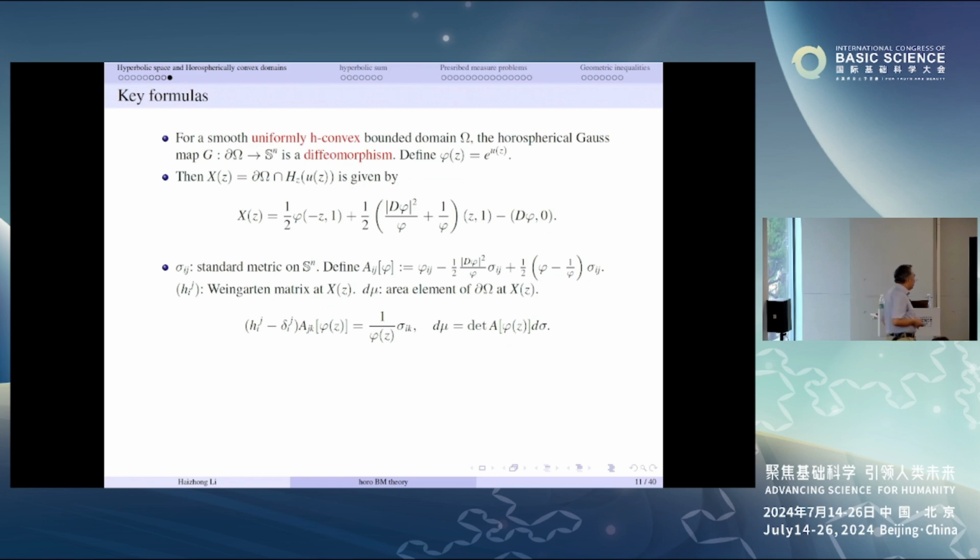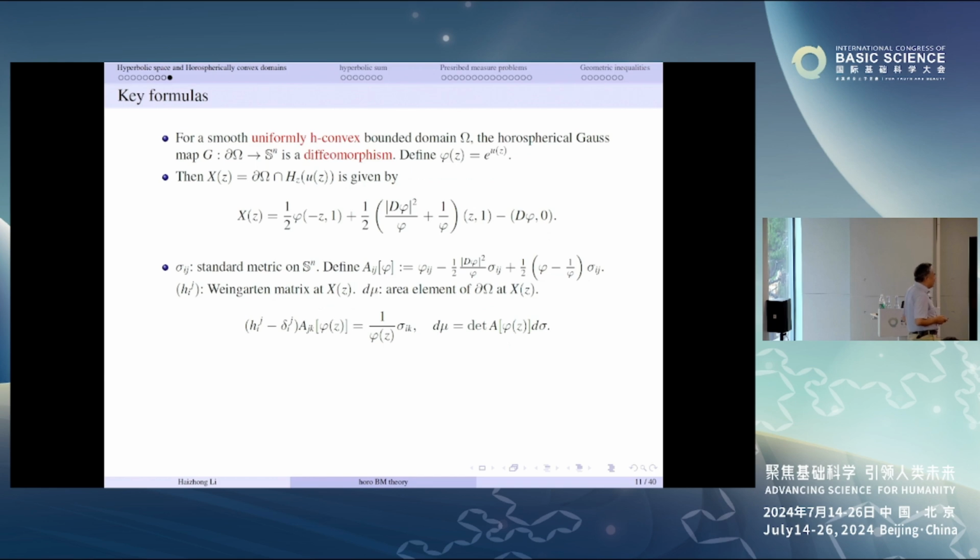So I write down sigma ij, the canonical metric on the Euclidean sphere. We define one metric, we call it A ij. A ij is phi ij, the Hessian of the function phi, minus half the norm squared of d phi times phi sigma ij, plus half phi minus 1 times phi sigma ij. This is the symmetric metric in our theory, and it plays a very important role. It means given an H-convex domain, we have the support function phi. We can write down the position vector.